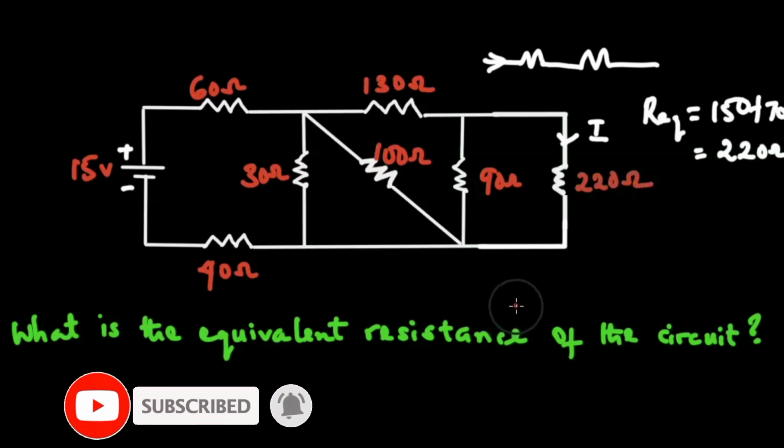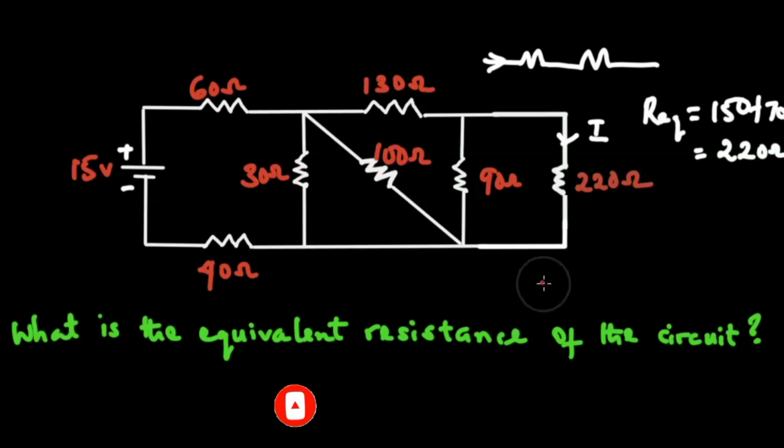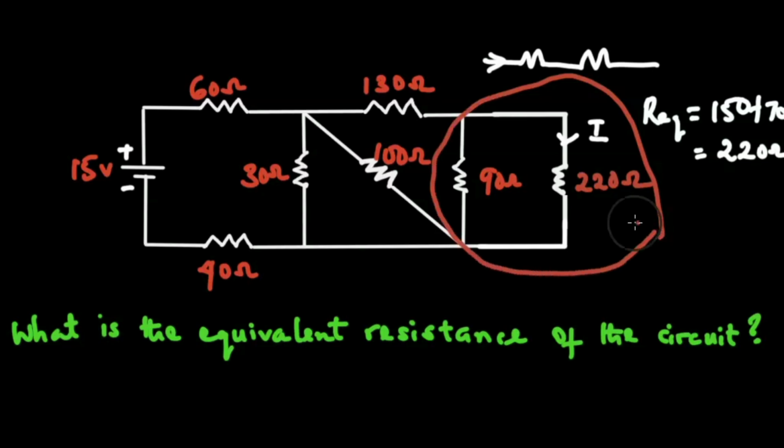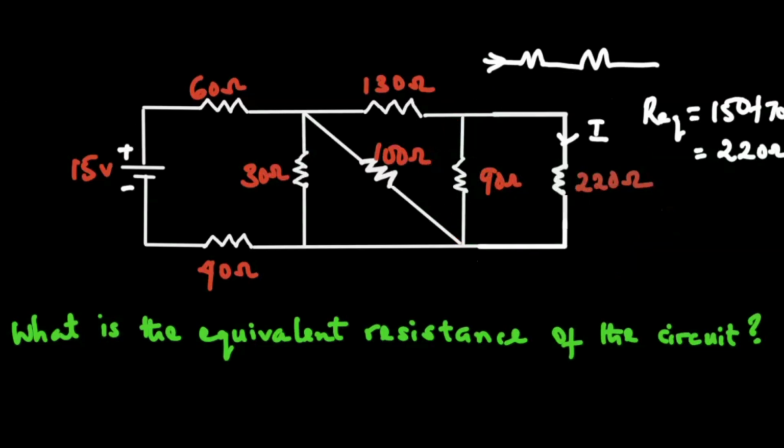Now I'm going to take a look at this circuit one more time. What can I easily simplify? I can easily simplify these two resistors, 90 ohms and 220 ohms. 90 ohms and 220 ohms are in parallel. How do I know they are in parallel? As current enters this junction, current will move towards the 90 ohms and another current will move towards the 220 ohms resistor, which means that current changes direction unlike resistors in series.